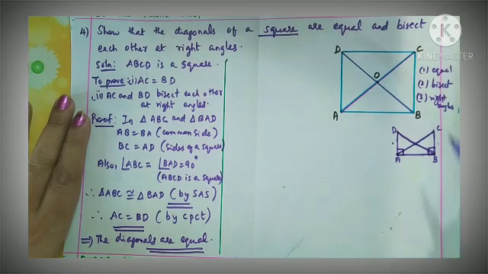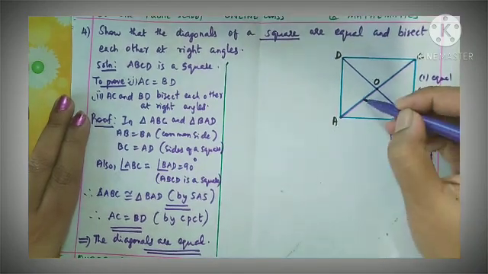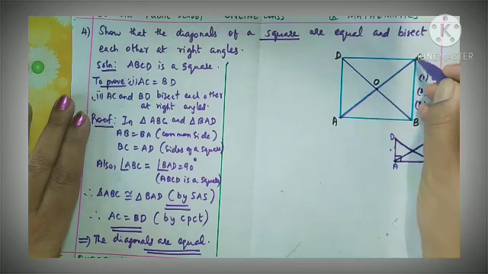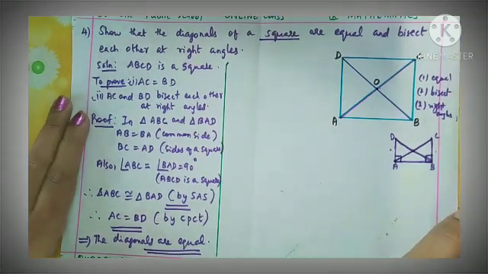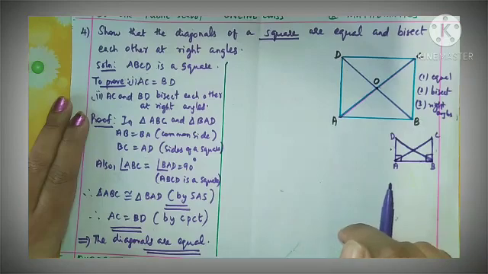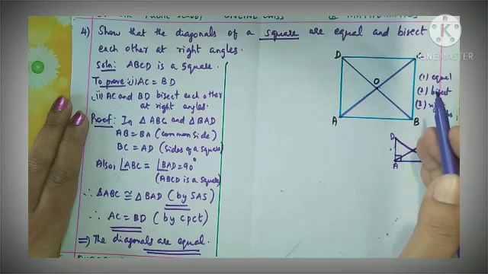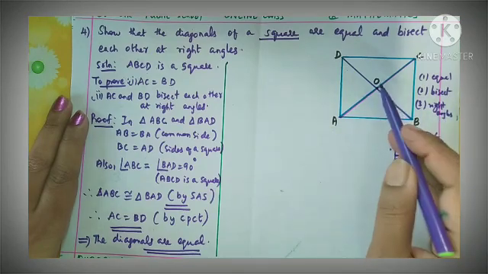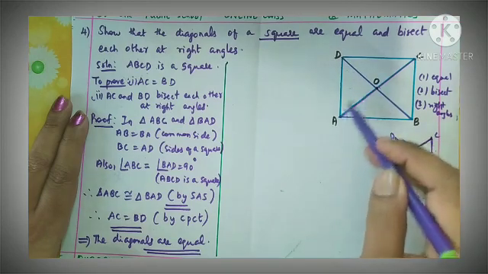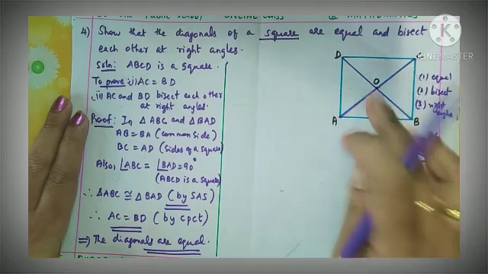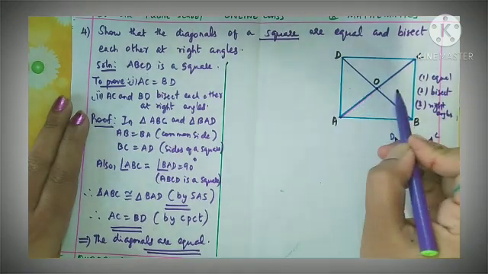Now our aim is to prove these diagonals bisect each other. What do you mean by bisect each other? We want to show OA equal to OC, OB equal to OD. If you prove like that, then we can say the diagonals bisect each other. So what are we going to do? For that, again we are going to consider two triangles, that is OAD, this triangle, and OCB, this triangle, these opposite triangles.